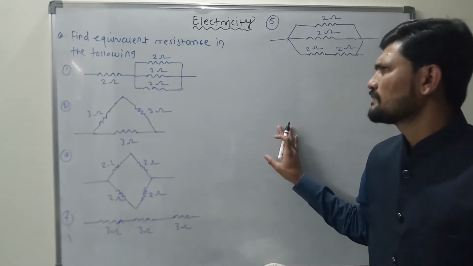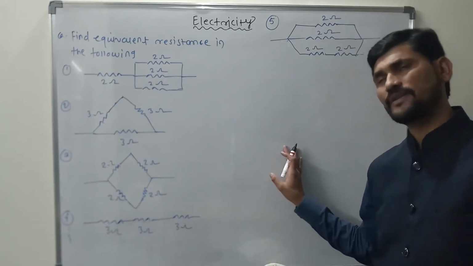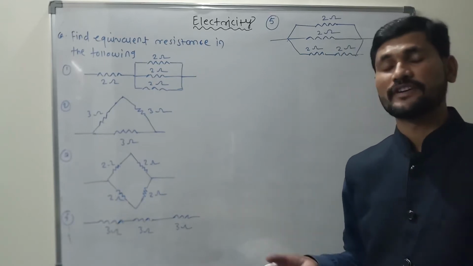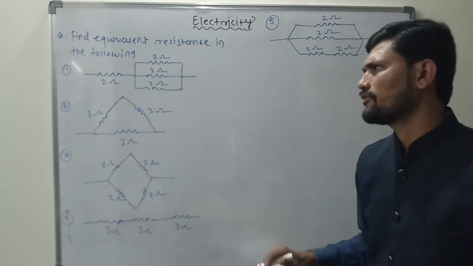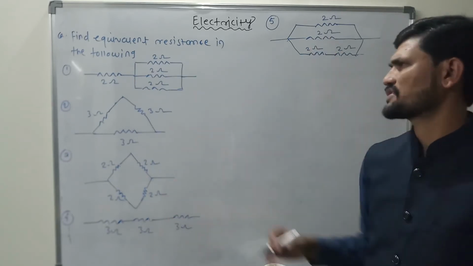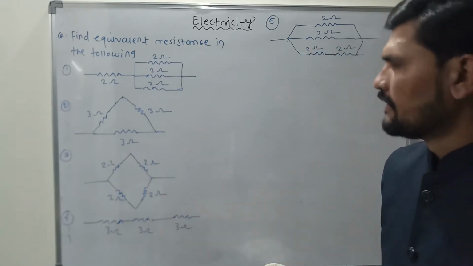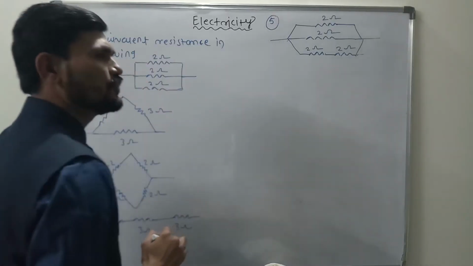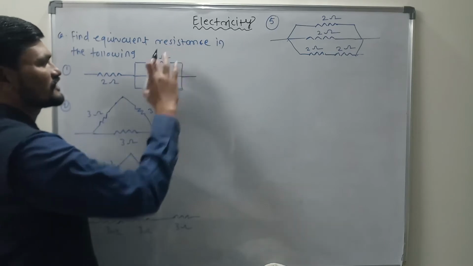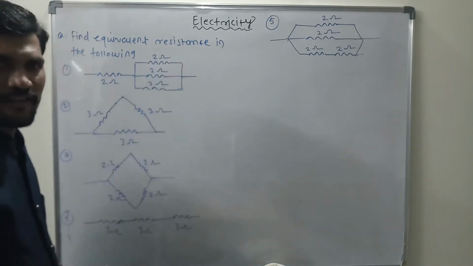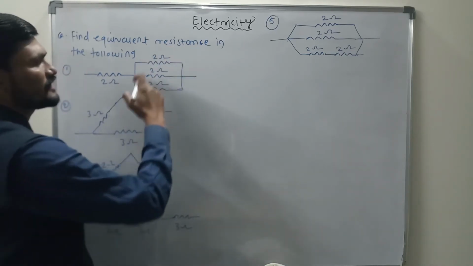Now let us see some combinations of resistances, sometimes connected in parallel, sometimes connected in series. The question is to find the equivalent resistance in the following. There are about 4 or 5 questions. Let us do it. In the first case, one resistance of 2 ohm is connected, and the other 3 resistances are connected in parallel. So all these resistances are connected in parallel.